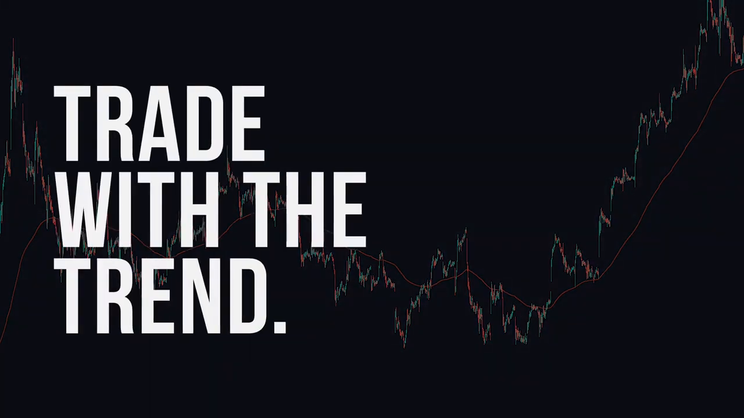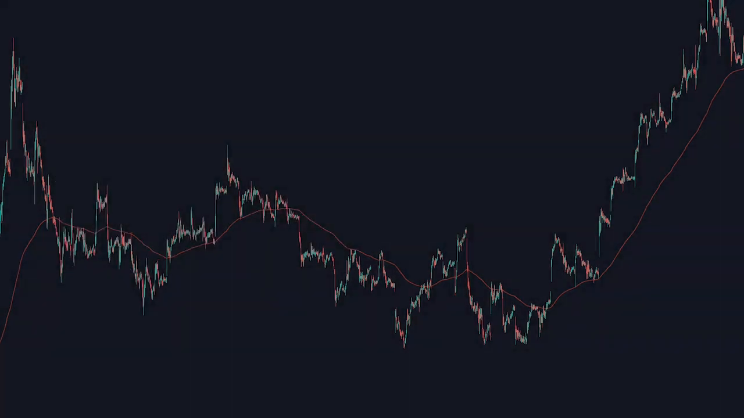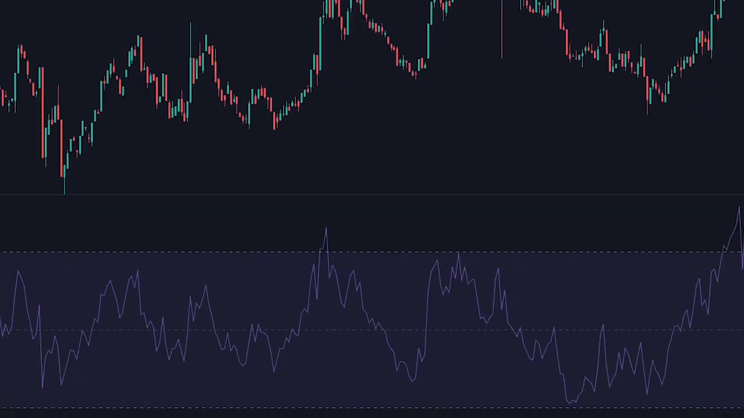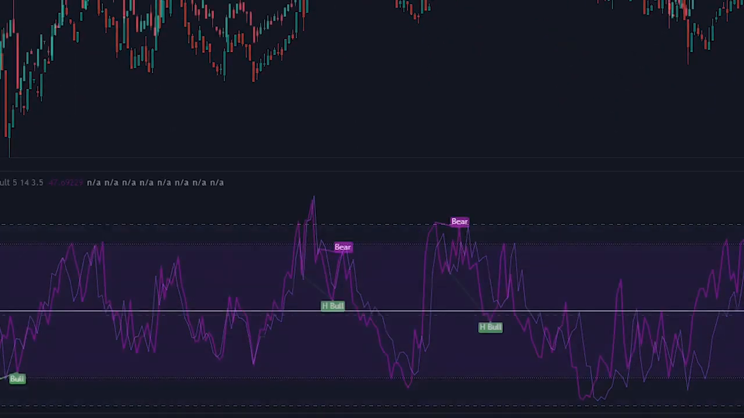You must be trading with the trend, meaning we will only enter a trade if the price is above the 200-day line. Now that we know rule number 1, let's move on to the rest of the rules that must be met in order for you to enter the trade. Rule number 2 involves using the RSI indicator, but with a twist.